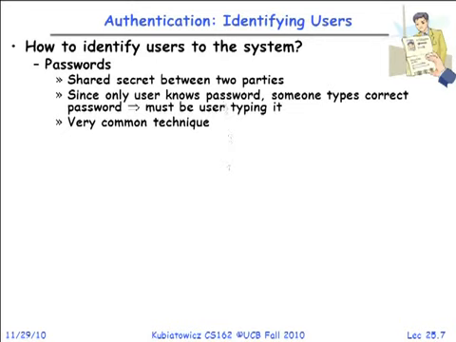Basically, a password is a shared secret between two parties. In theory, since only the user knows the password, somebody who types the right password must be that user. Do you see the logic there? Let me repeat that: since only the user knows the password, the person who typed the password must be the user. Now you can see many flaws with this. First flaw, you give your password to somebody. Second flaw, it's an obvious guessable password. We'll talk about some clear flaws here.